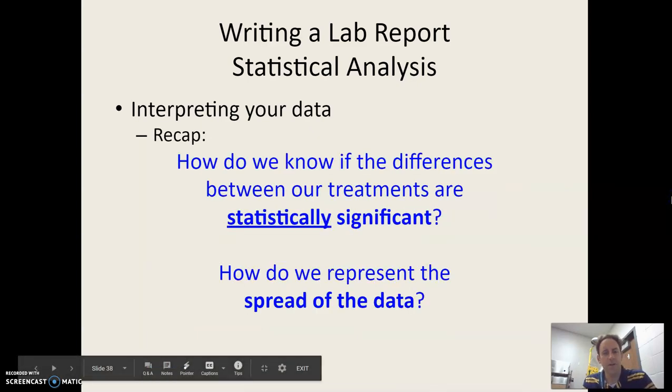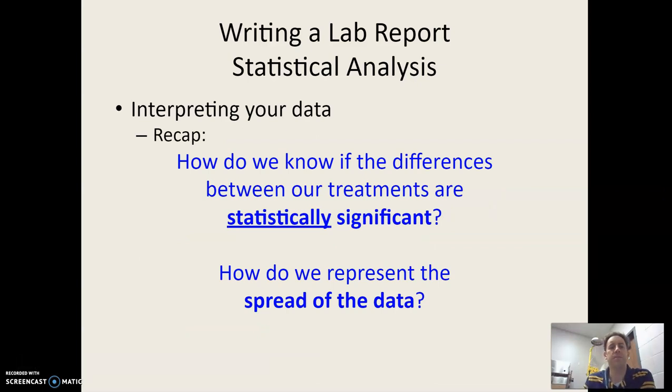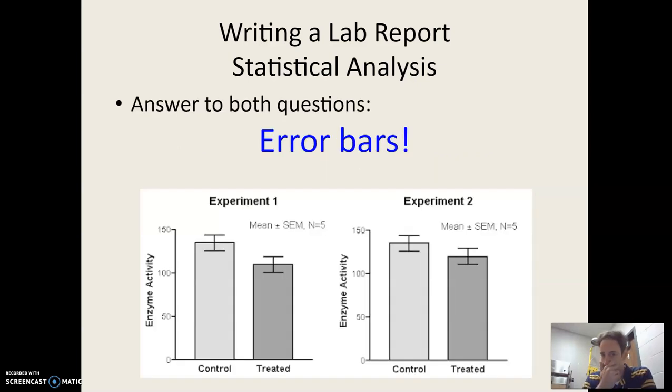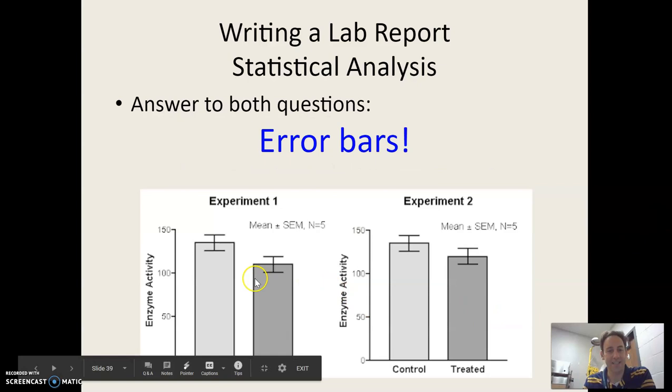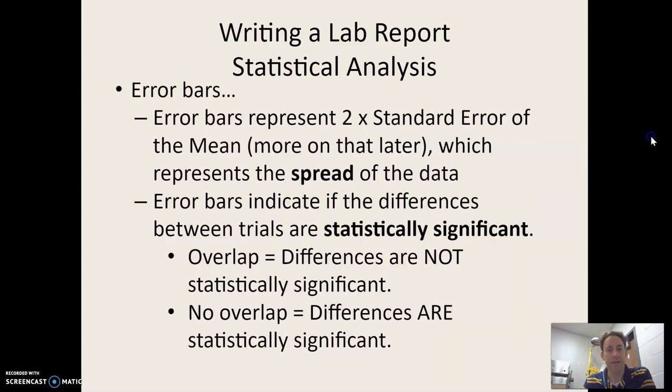So, our 2 issues: how do we know if the differences between our treatments are statistically significant, and how do we represent the spread of the data? It turns out that the answer to both questions can lie in these things called error bars, and they look like letter I's that sit atop bar graphs. So let's talk about how we work with error bars.